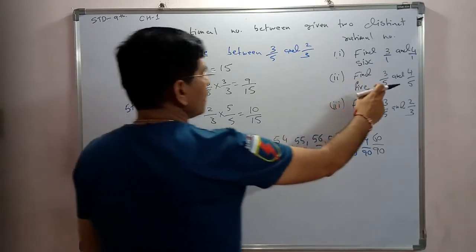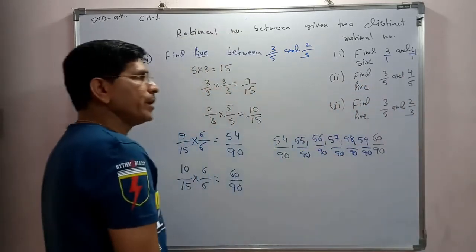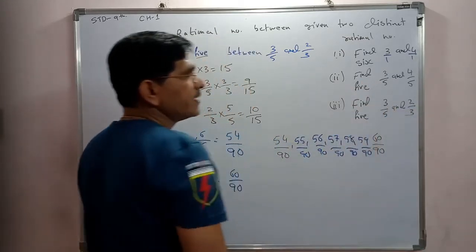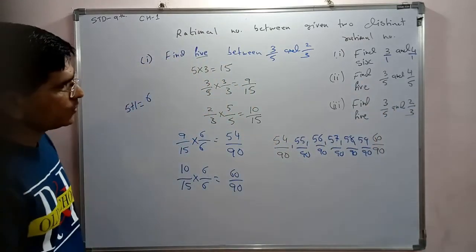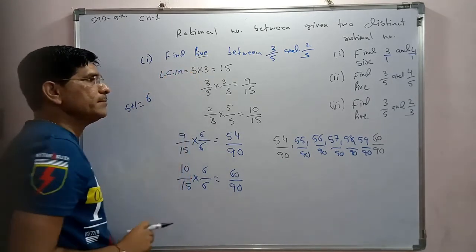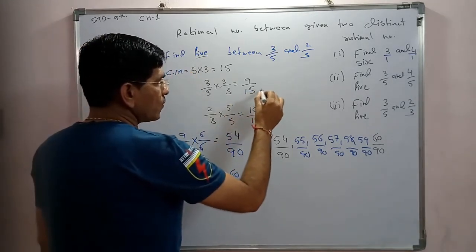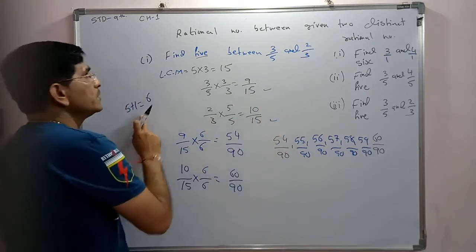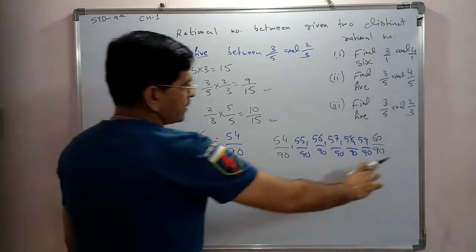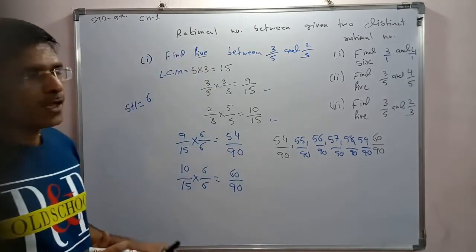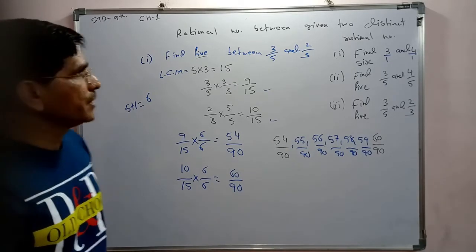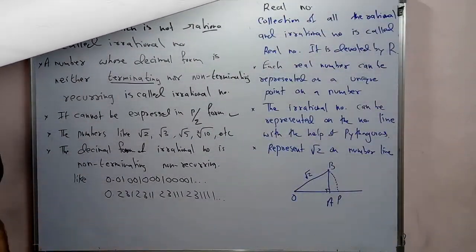In the second, 5 is already equal as the denominator. But in the third example, 5 and 3, the denominators are not equal. So what do we have to do first? Take the LCM and make the denominators equal. Then what do we have to do? 5 plus 1, 6. Multiply both sides by 6 and we can get the sum. So that is the topic related to rational numbers between two given rational numbers.